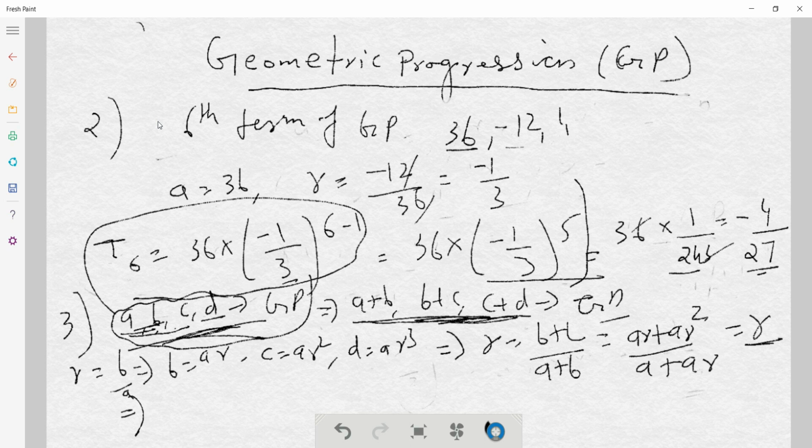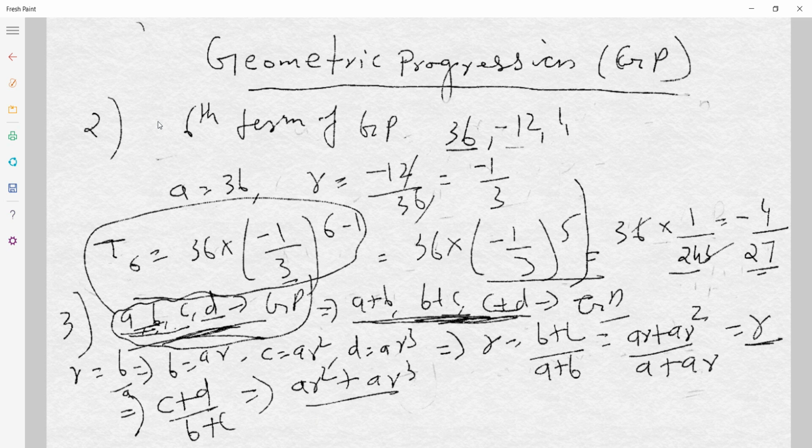You can do that for C plus D over B plus C. So this will become AR squared plus AR cubed, divided by AR plus AR squared. This will become AR squared times AR.